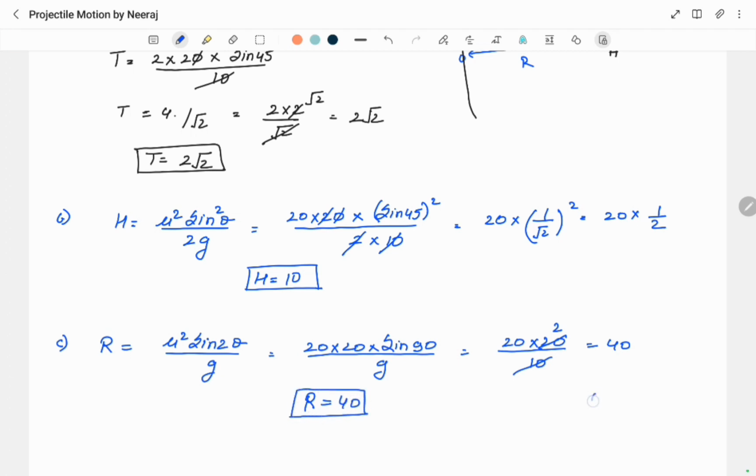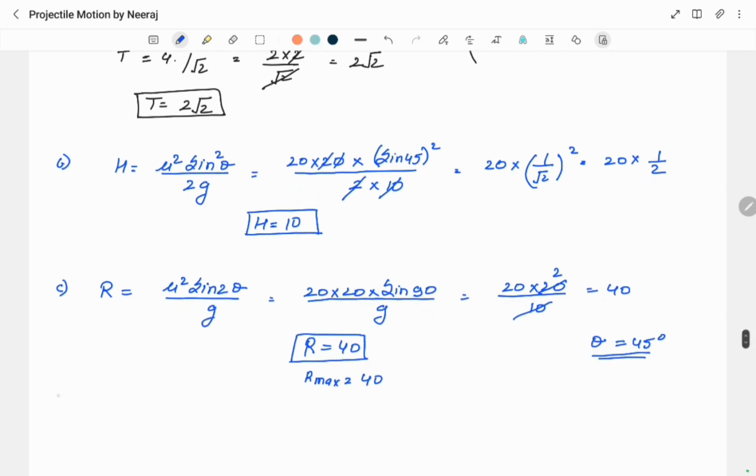And just notice what theta is. Theta is 45 degree. It means this is also the maximum range. With this much velocity the ball can travel this maximum range. This is the R max because theta is 45 degree.